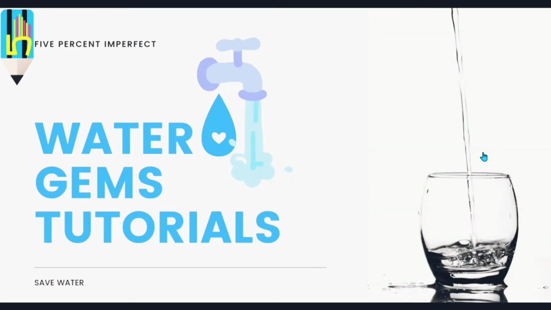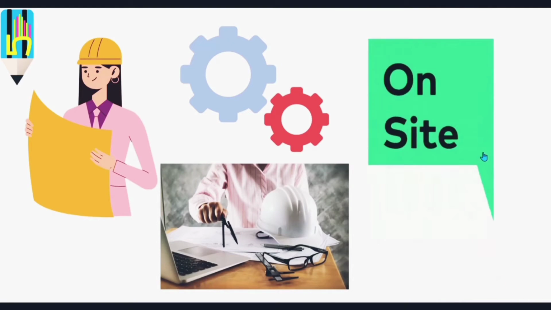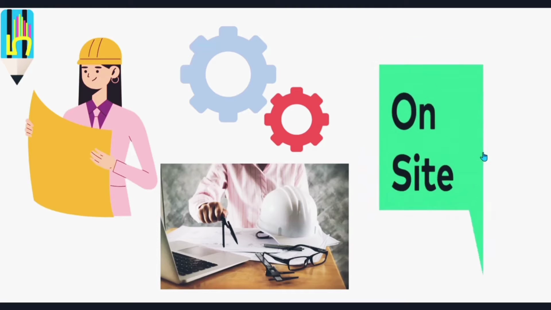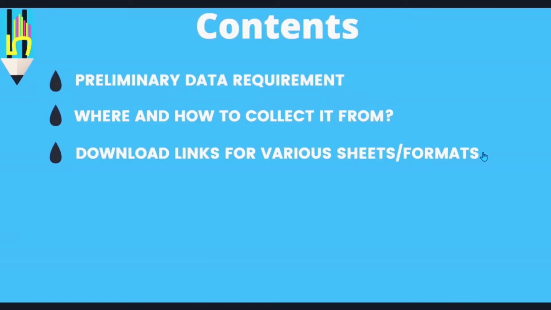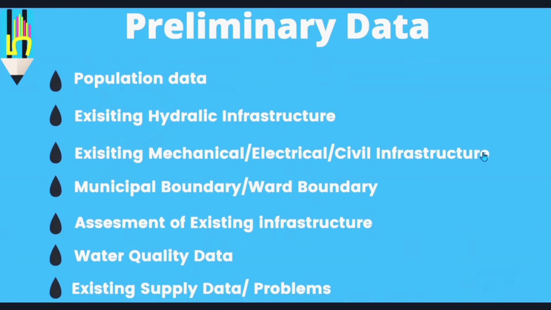So let's start. This is a basic overview. What we are going to learn in this video is what are the various data that we need to collect, which is also called preliminary data, before designing a water supply network. Moving on, the preliminary data required for a water distribution project. What all does it include? I will just give a reading so that you can have a little bit of an idea, and then moving on we will discuss everything in great detail.